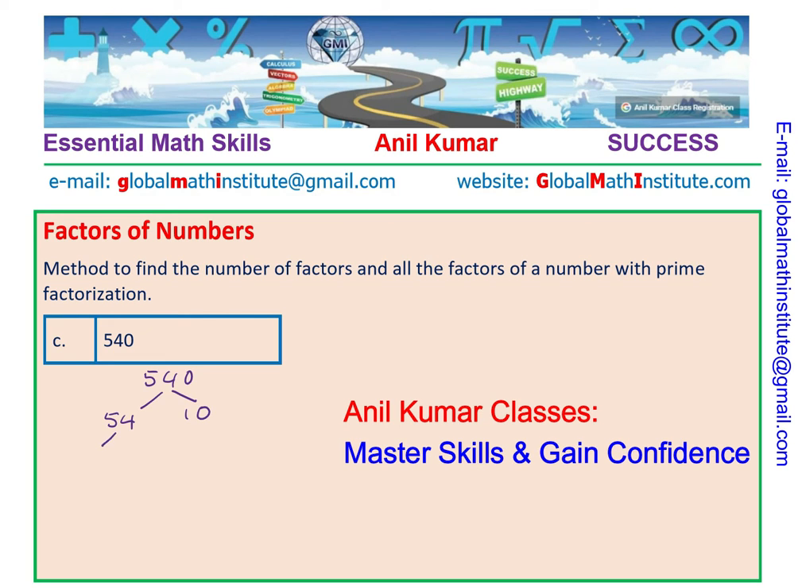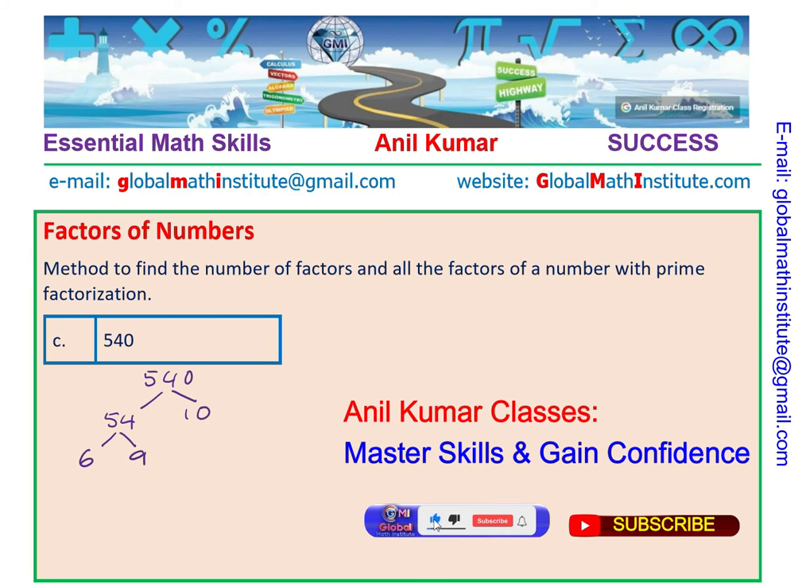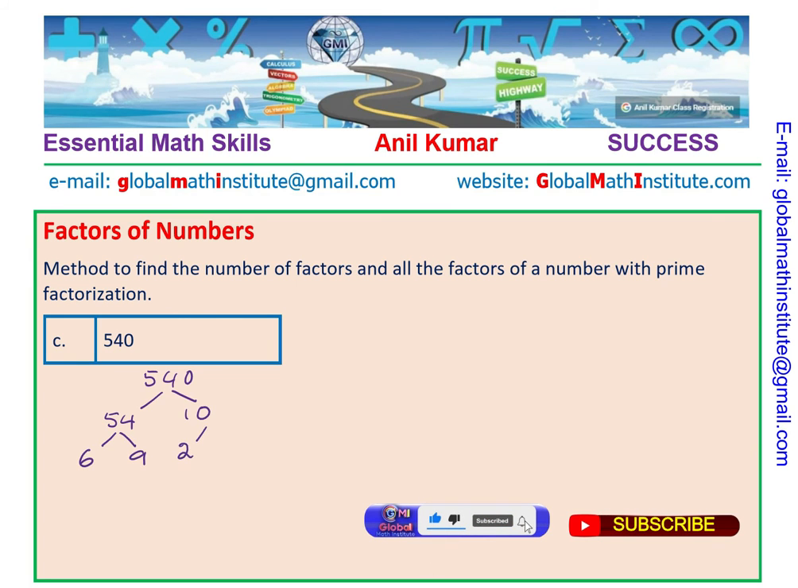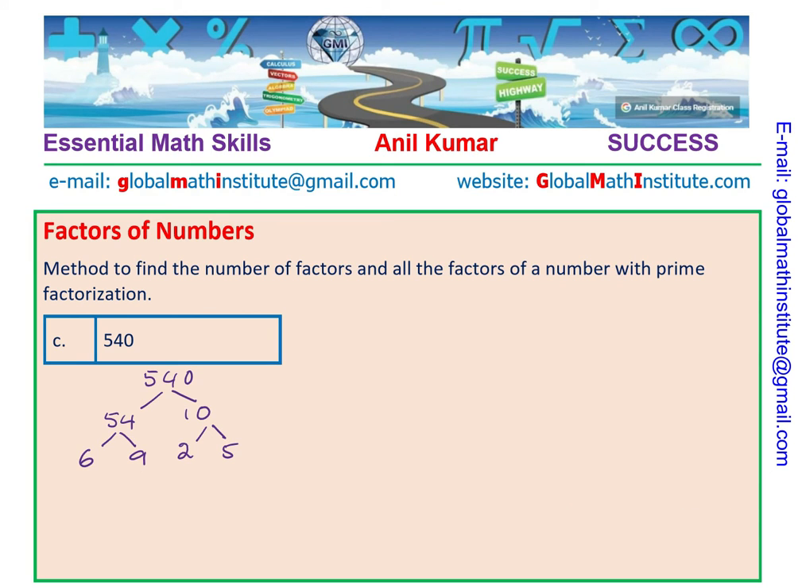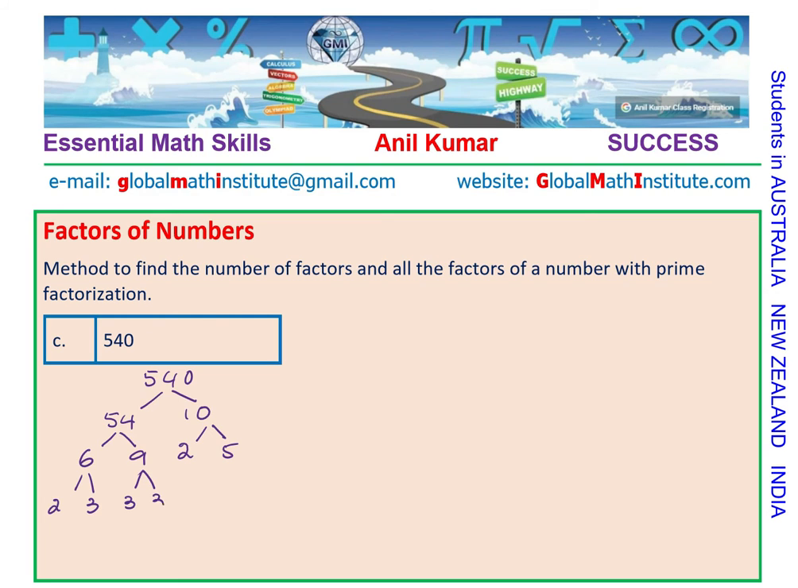But this was an easy case of division, right? And 54 is what? 6 times 9, right? 6 times 9 is 54. And 10 we know is 2 times 5. So I'm showing you a strategy of prime factorization for big numbers. You can actually start with big numbers and then end with all the prime numbers. Now 6 can be written as 2 times 3, right? 9 can be written as 3 times 3. 2 and 5 are already prime factors.